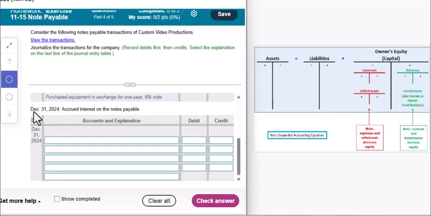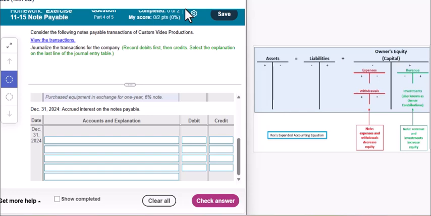Okay, and now it is December 31st, 2024, and we need to record accrued interest on the notes payable. Every day we owe a little bit more interest, but we don't record that interest payable every day. We wait until the end of the year, because that is when we create the financial statements like the balance sheet. We have to show all of our liabilities as of December 31st, so we have to record that accrued interest.